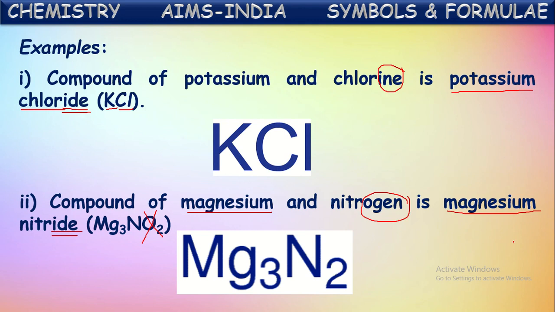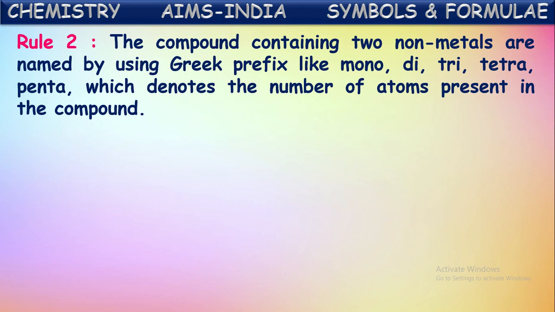What is done here? First the metal name is written, next followed by the non-metal name, and at the end of the non-metal name, ide is attached by eliminating a few letters from the non-metal name. Got it? Next, let us see the second rule. Compounds containing two nonmetals are named using Greek prefixes like mono, di, tri, tetra, and penta, which denote the number of atoms present in the compound. In the earlier case we have seen the compounds are binary compounds containing one metal and one non-metal.